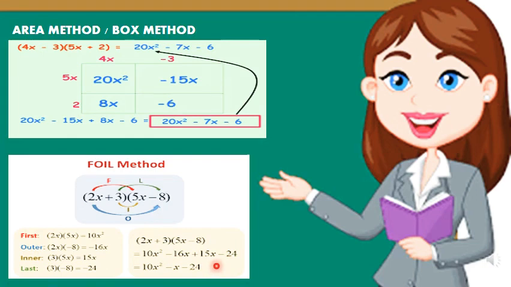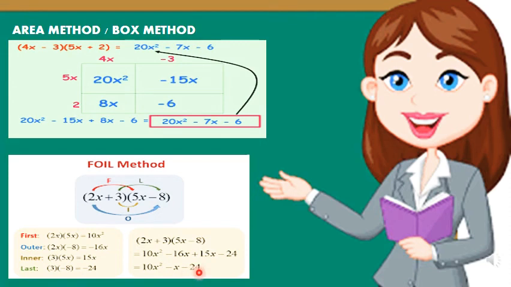Which are the like terms here? Minus 16x and plus 15x. Minus 16 plus 15 is minus 1x. So if you don't write 1 also, it is understood that the numerical coefficient is 1. So the simplification of minus 16x plus 15x is going to be minus x. And these two terms will be written as it is. So the final answer is 10x square minus x minus 24.